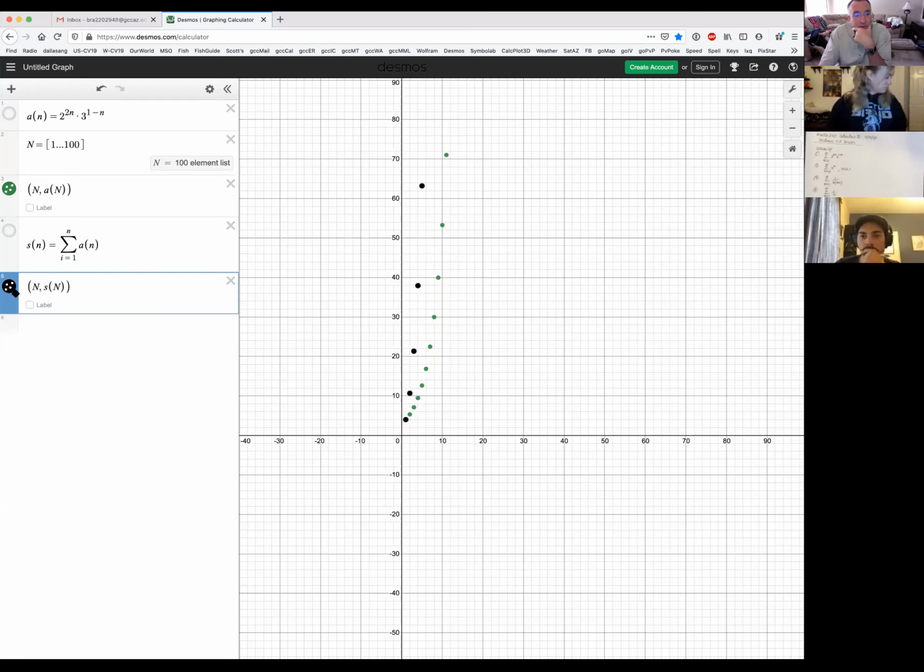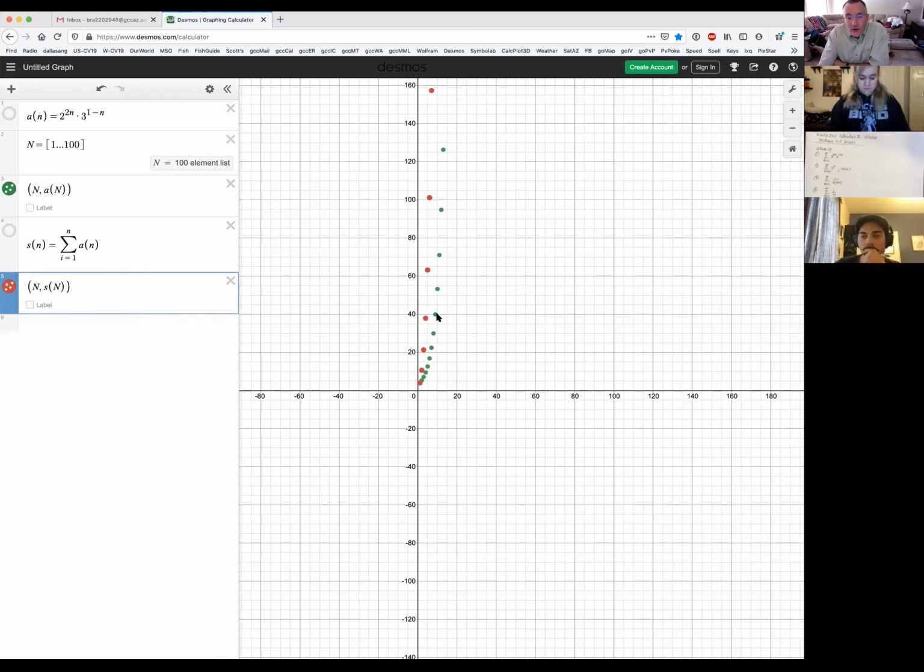And there's our sums. Let's see, I'm going to make the sums red and the terms green. And so you can see that the terms are getting bigger and bigger. The sums are getting bigger and bigger. This looks like it's running off to infinity. I say diverges.